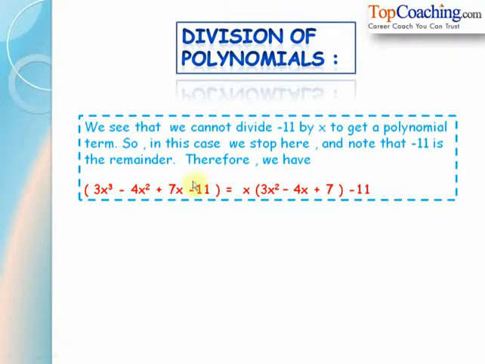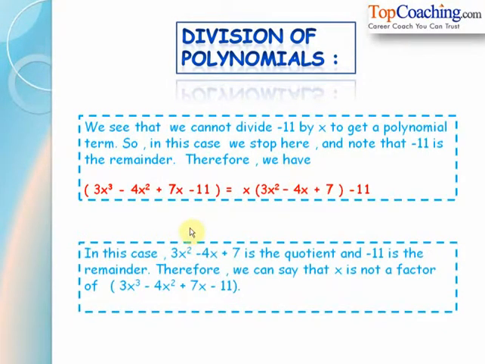Therefore we can write this expression as 3x cube minus 4x square plus 7x minus 11, which is the dividend, equal to x into 3x square minus 4x plus 7, plus minus 11. So thus in this case we see that this is the quotient and minus 11 is the remainder, and therefore we can say that x is not a factor of 3x cube minus 4x square plus 7x minus 11, because if x were a factor of this expression, then the remainder should have been equal to 0. But here we see that the remainder comes out to be equal to minus 11, and so x is not a factor of this polynomial.